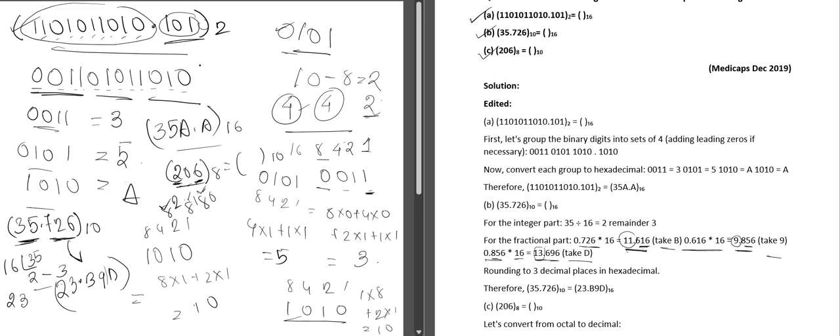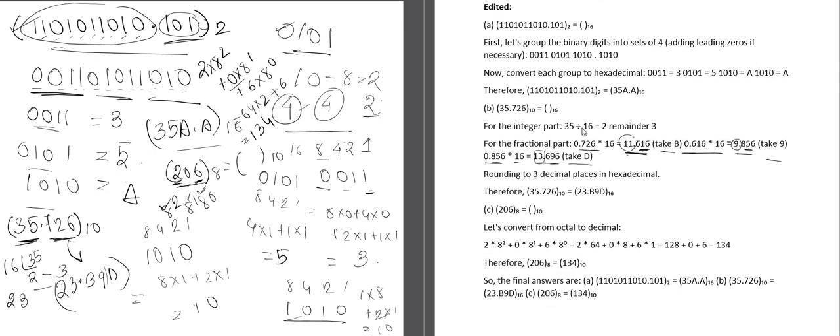So we need to add 2 into 8 to the power 2, plus 0 into 8 to the power 1, plus 6 into 8 to the power 0. So 8 to the power 2 is 64, 64 into 2 is 128, the middle term will be 0, and 8 to the power 0 is 1, so plus 6. 128 plus 6 is 134. So this will give us an equivalent of 134 in the decimal number system.